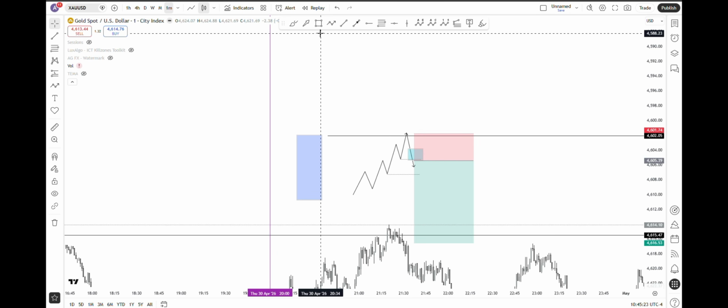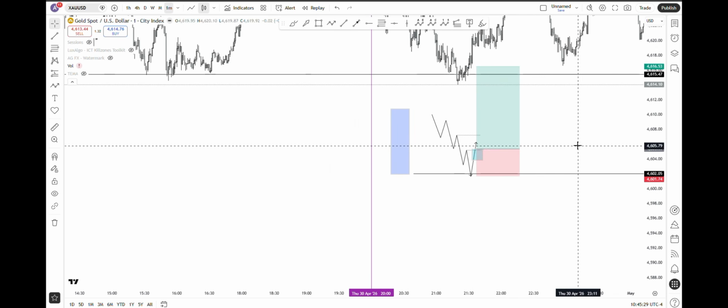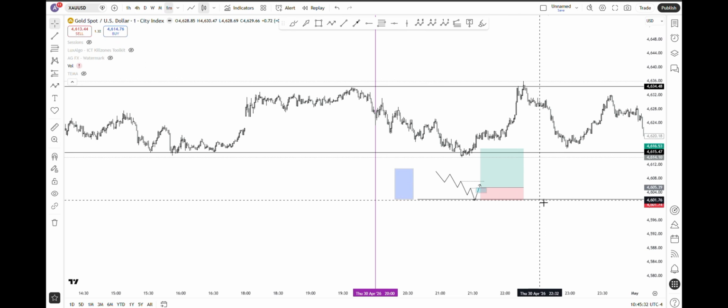Since this is a mechanical strategy, we have to be very, very precise and careful with our entry model. Okay, so this is the first point.